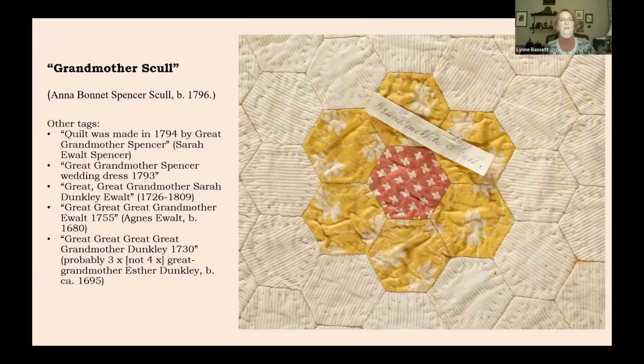Other tags on this quilt list family members. So I've just listed them here, various and sundry family members, going back, and there's a piece claimed to be from the great-great-great-great-grandmother Dunkley. I can't figure out what the significance of these dates are, but the fabrics are definitely not of that date.